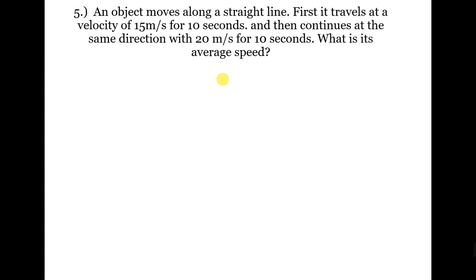Problem number 5. An object moves along a straight line. First, it travels at a velocity of 15 meters per second for 10 seconds, and then continues in the same direction at 20 meters per second for 10 seconds. Now, what is the average speed? Let us proceed to the solution.